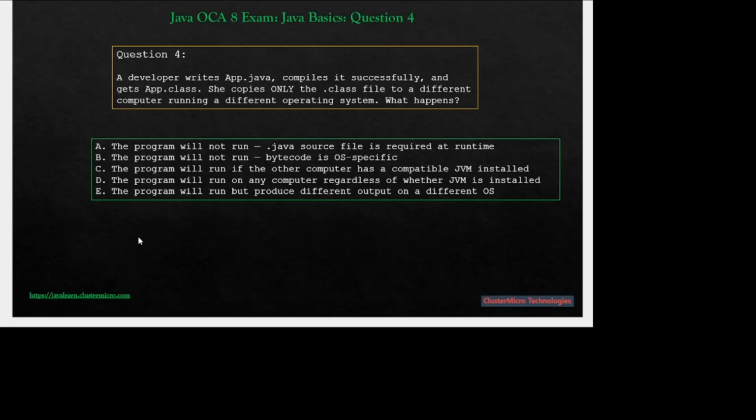Question 4: a developer writes App.java, then compiles it successfully and gets App.class. She copies only the .class file to a different computer running a different operating system. What happens? The answer is C. The program will run if the other computer has a compatible JVM, right? If it doesn't have a JVM there, it will not run.